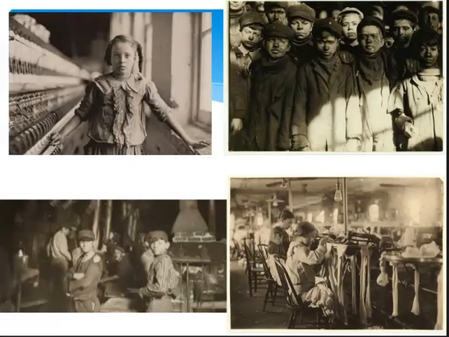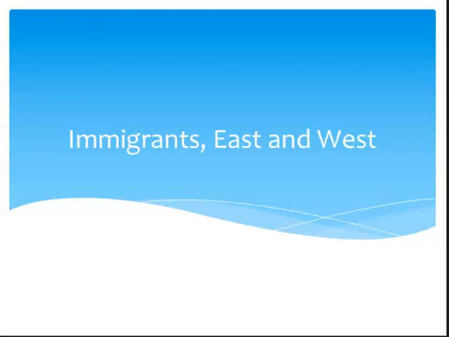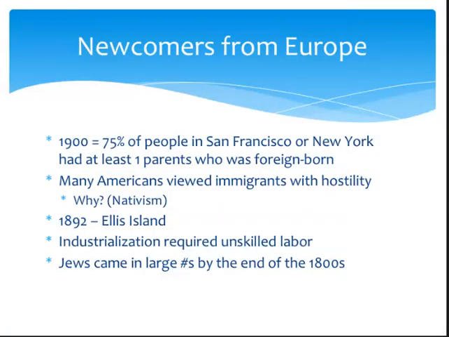Here we can see young girls and young boys working, whether that's in a loom, in a factory making clothing, coal mines, and different things. But it was very dangerous and very deadly and disgusting for them. Now, immigrants were coming from all over the country, from east, from west, and we'll see what that is. By 1900, 75% of people in San Francisco or New York had at least one parent who was born in another country. That's a lot of people.